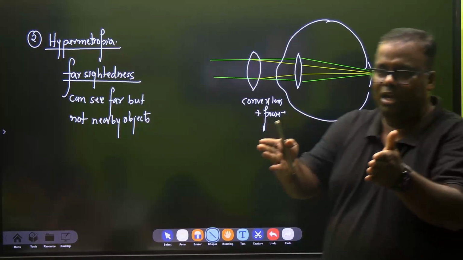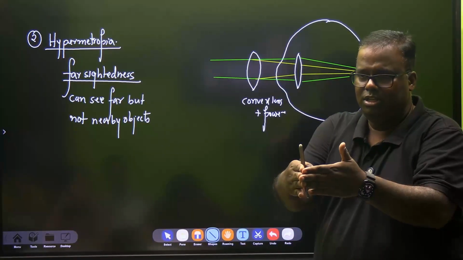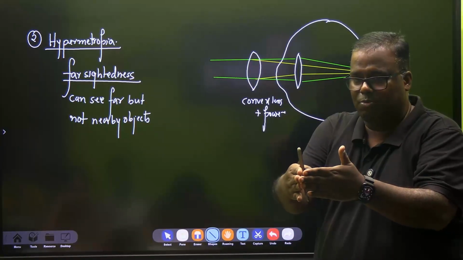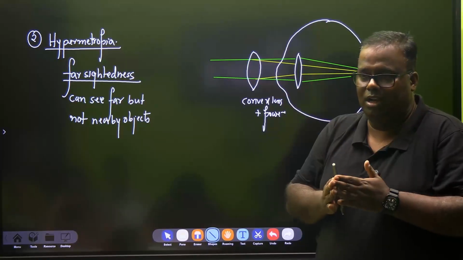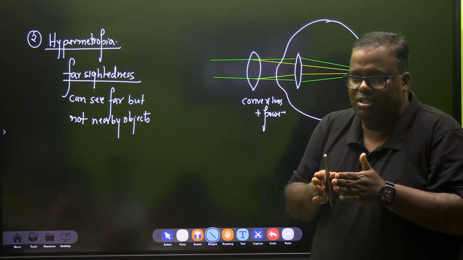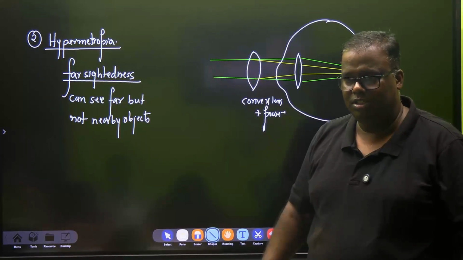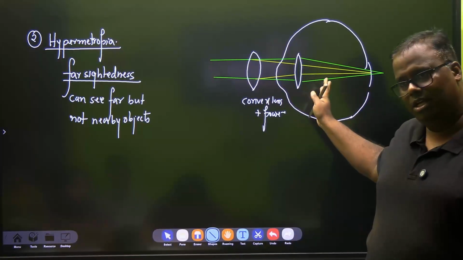If I give you parallel, you are unable to converge. You do converge, but not at the desired point. So I'm not giving you parallel. I'm giving you already converged rays. Now you'll go and converge it. That's the thing. Is it clear now?